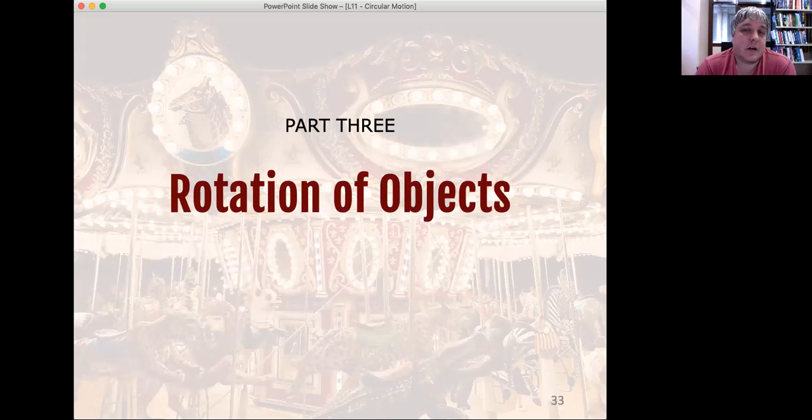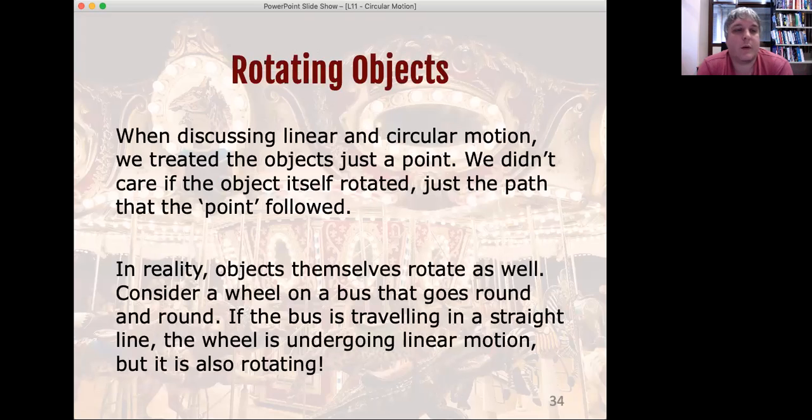The next part is going to talk about rotation of objects. So this is the idea of an object rotating about a fixed point. When discussing linear and circular motion, we treated the object as just a point. We said, here's a dot that represents our object, and it moves along this path. That was what we said.